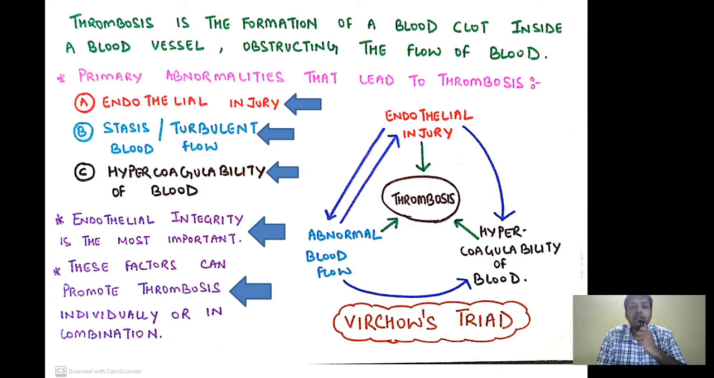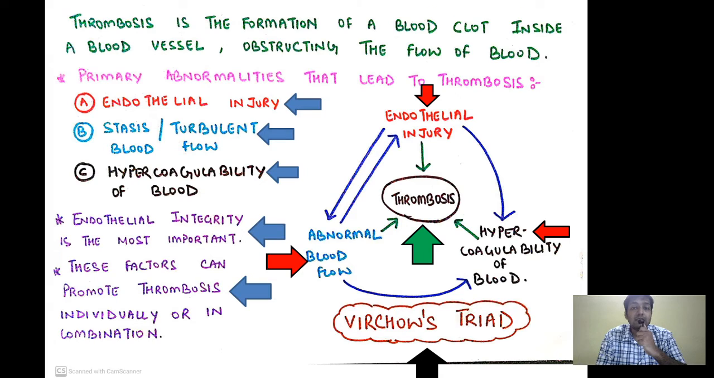So all these three factors, namely the endothelial injury, hypercoagulability of the blood, and abnormal blood flow, lead to thrombosis, and all these three factors are called Virchow's triad. And Virchow's triad is a very important short note.